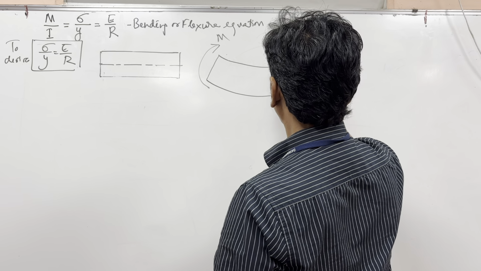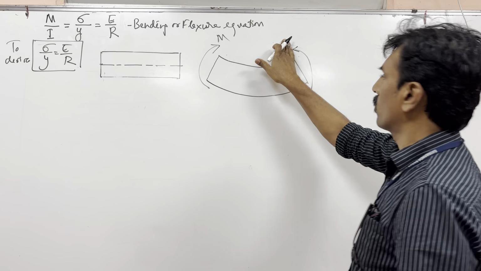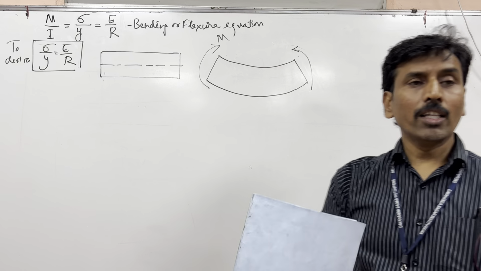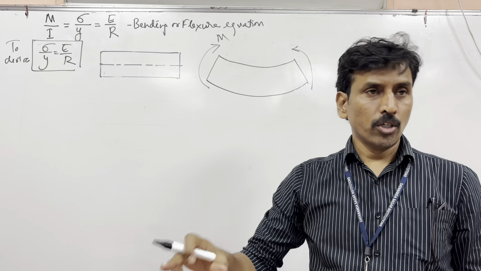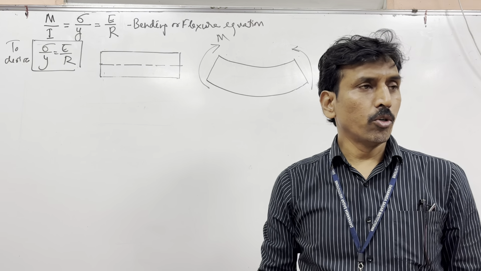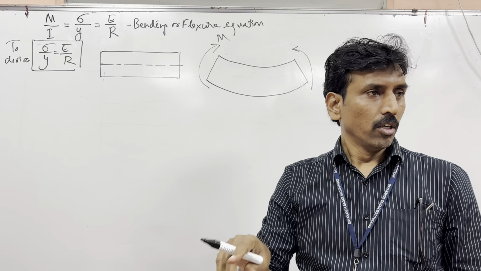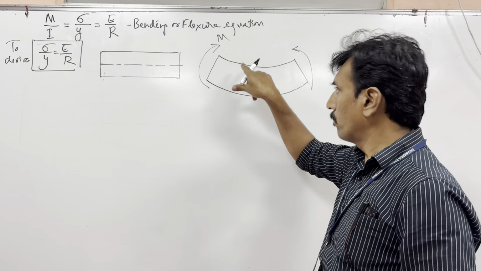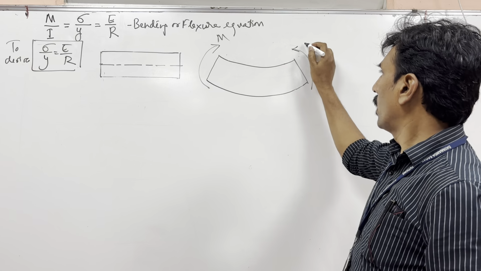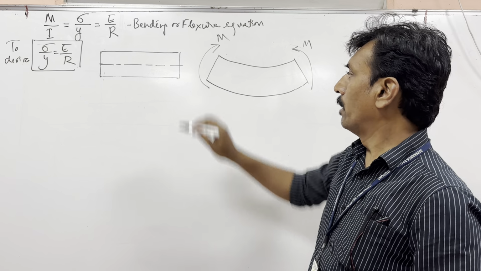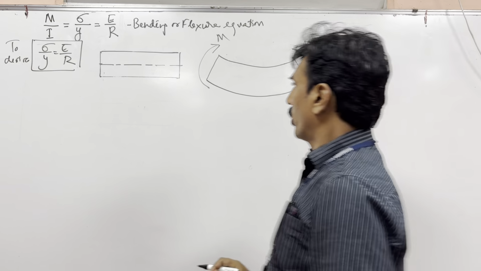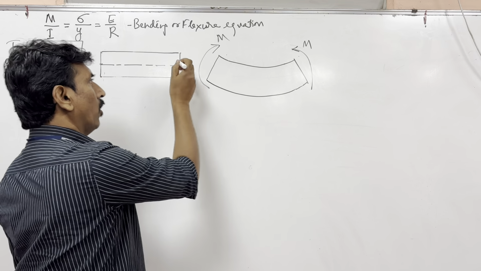pure bending. Okay, I'll explain what pure bending is. Pure bending is where the bending moment is constant throughout. You have drawn SFD and BMD. You have seen the BMD varying from point to point, so at any instant you can say that at that point the bending moment is that. But here the bending moment is M throughout.